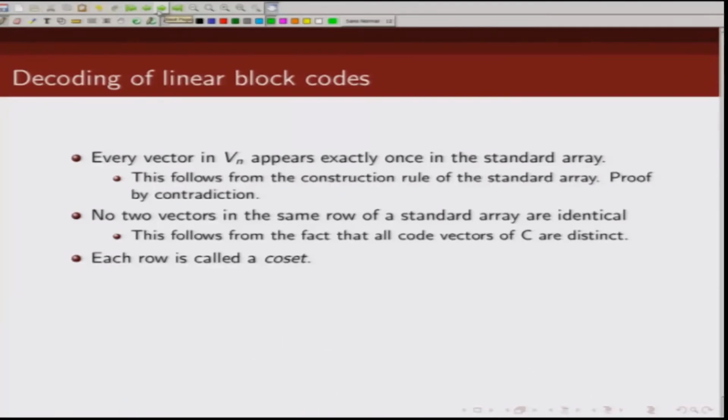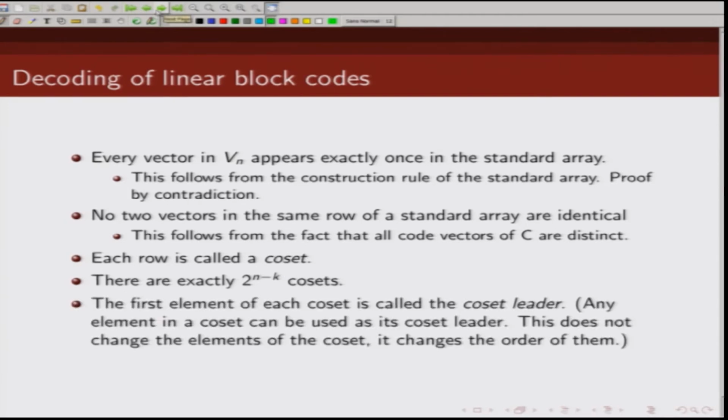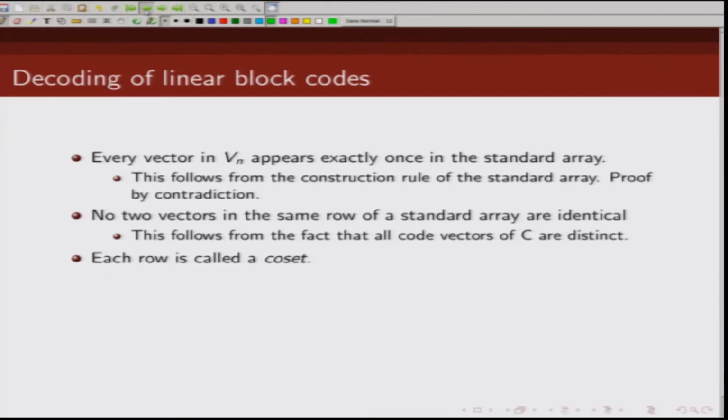We call each row of this standard array a coset, and the leftmost entry of each coset or row is known as the coset leader, and we have a total of 2 raised to power n minus k such cosets. Now, the question is, can we make any other element our coset leader?